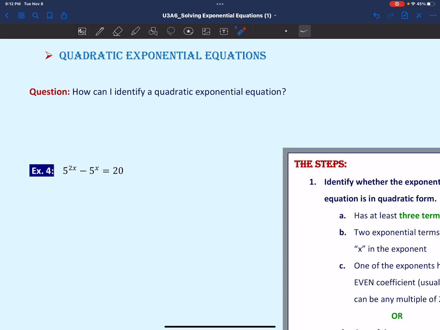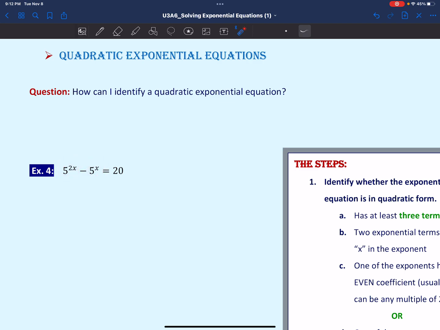So the first thing we have to do is identify or determine whether the equation is in quadratic form. And the things we look for are first the number of terms. So normally the number of terms will be more than 2. So in this case we have 1, 2, 3 terms. Next we look at the exponent. So the exponent will appear in at least 2 terms.